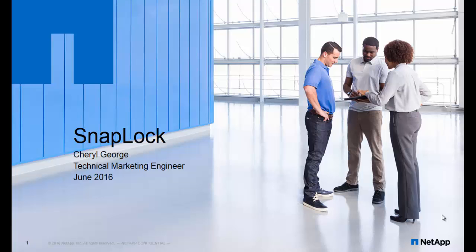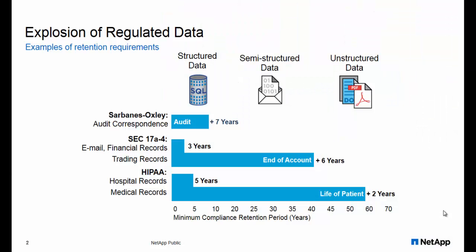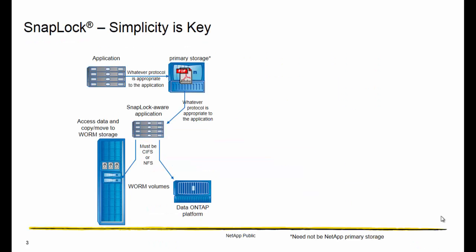This demonstration will show you SnapLock, which is a new feature added in ONTAP 9, and its configuration using OnCommand System Manager 9. Customers' challenge includes regulatory compliance and data retention, which vary from days to tens of years. NetApp SnapLock is the WORM, write once, read many, offering for data retention with simplicity as the key.